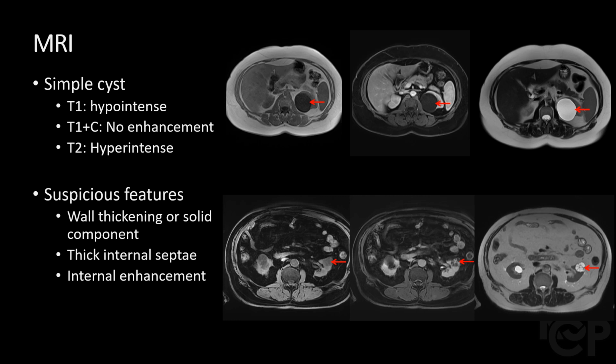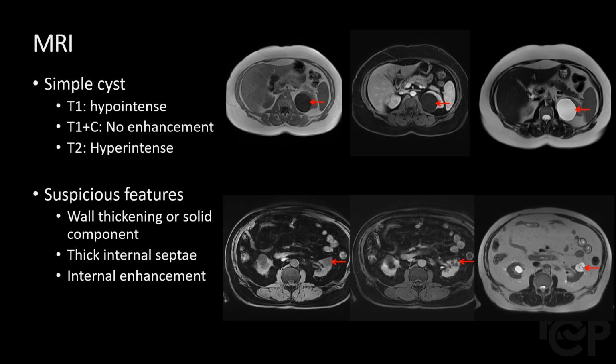On the top row, we see an example of a simple cyst, which is hypointense on T1. This is the left image. Non-enhancing, meaning that it does not become brighter on the post-contrast sequence in the middle, and very hyperintense on T2, which is the far right image.